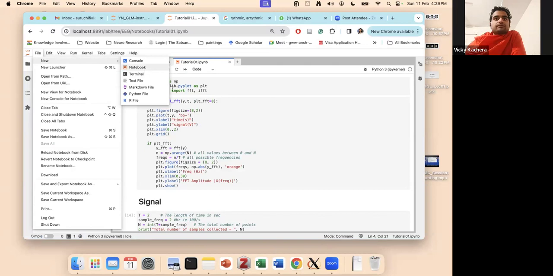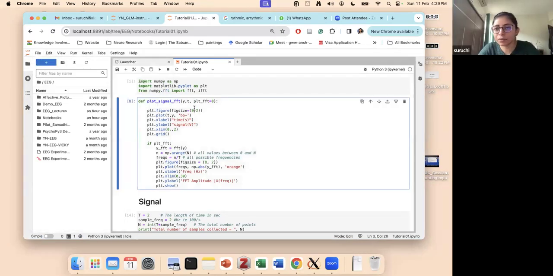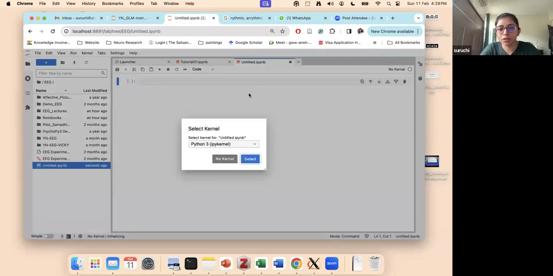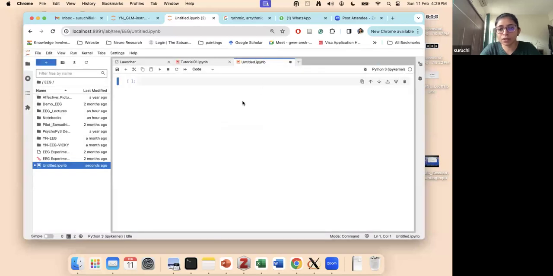You can do it later because I don't have that much time. So you can follow the tutorial and do it later. So you go to the file, new, and then do notebook. Something new will open up. It will say Python 3. So you select it, and one new notebook will get opened up. And then you can start coding cell by cell.